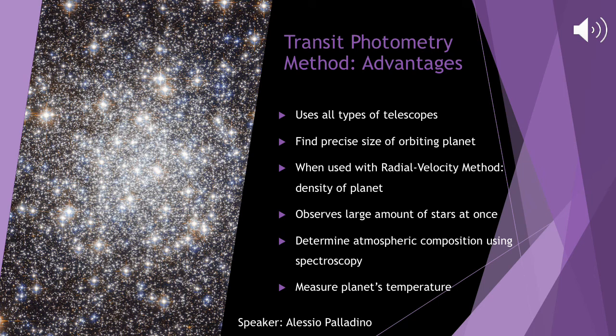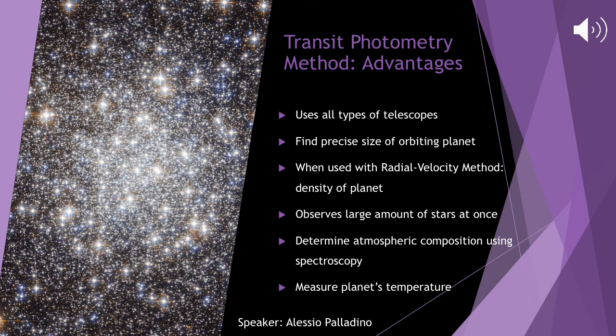When an estimation of the mass from the radial velocity method is coupled with the size of the planet measured from the transit method, we can find the density of the planet. This is particularly interesting when wanting to define what type of planet we're dealing with and get an idea about its composition. Transit photometry observations can be done on an enormous number of stars at once. This makes it highly productive and yields many results in a short amount of time.